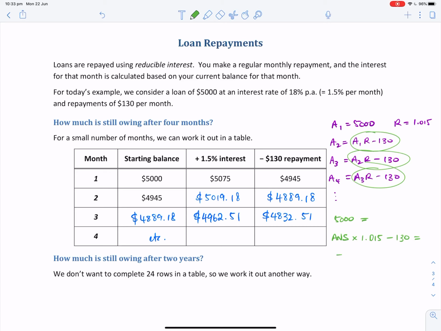And then when I press equals again, I'm repeating the calculation but with a new value in the answer memory. And I get 4889.175. Okay, so I've got that. You get as many of these as you like. You can answer the question, how long does it take to pay off? You just keep pressing equals and count how many times you had to press equals. Okay, so that's a very worthwhile thing to do.